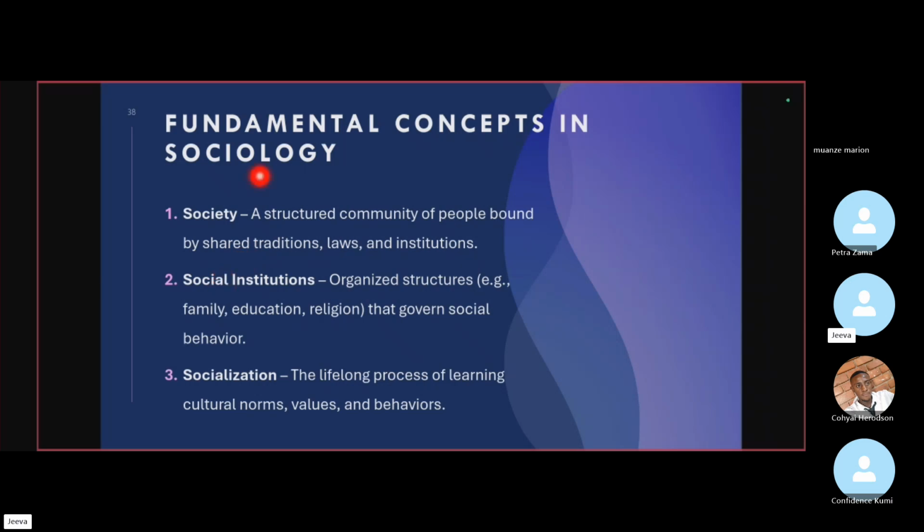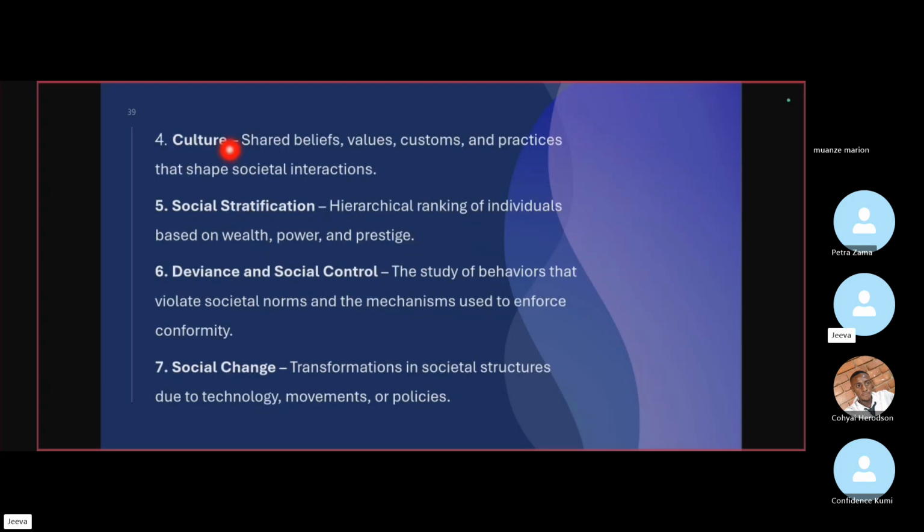The second fundamental concept in sociology is social institutions, like organized structures such as family, education, and religion that govern the social behavior of a person. The third one is socialization, a lifelong process of learning cultural standards, values, and behavior. All these come under the concepts of sociology. Then culture. There are different beliefs, values, and customs followed by different people, and different practices which shape societal interactions.